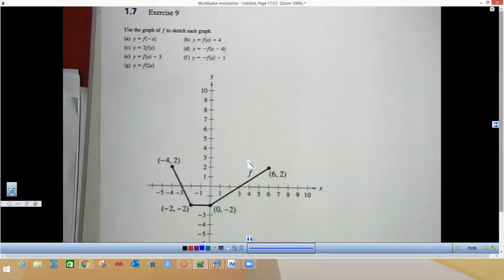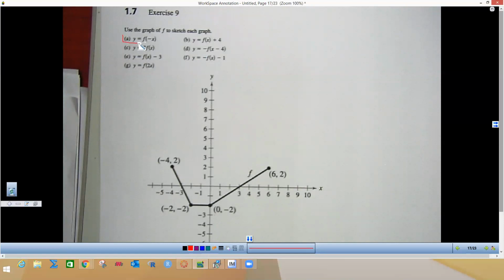So this is actually number 9 from the book. And you're supposed to use the graph of f. This is the graph of f right here. See that little f right there? And you're supposed to sketch all of these graphs. So what I'm going to do is I'm not going to do them all because I don't have enough different colors, but I'm going to do some of these.